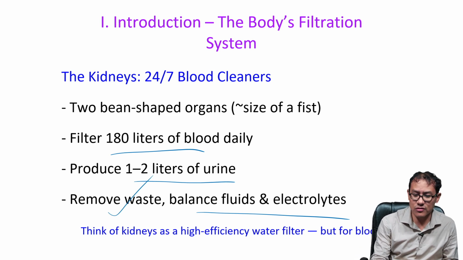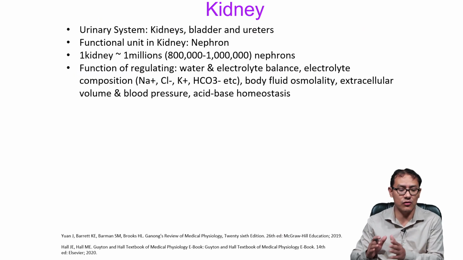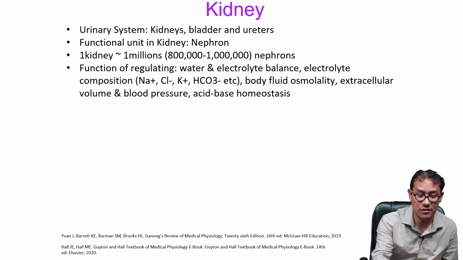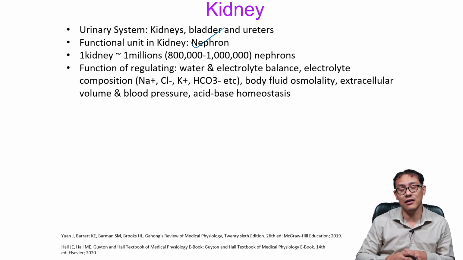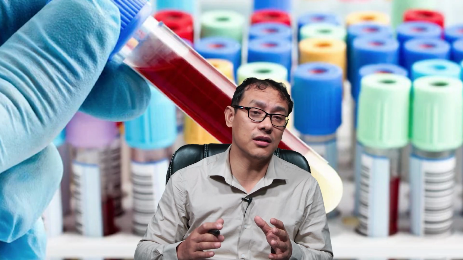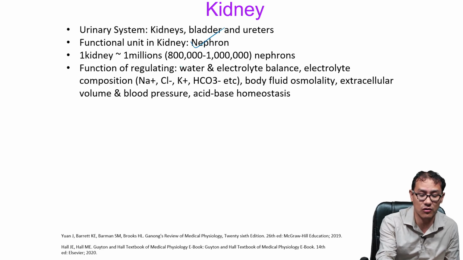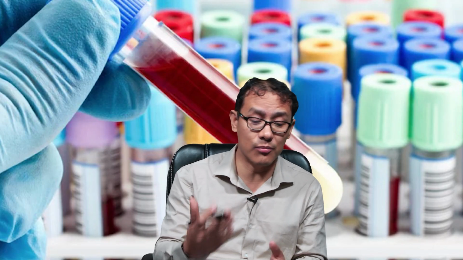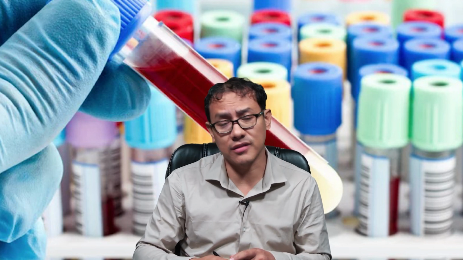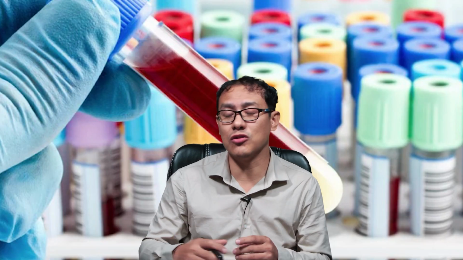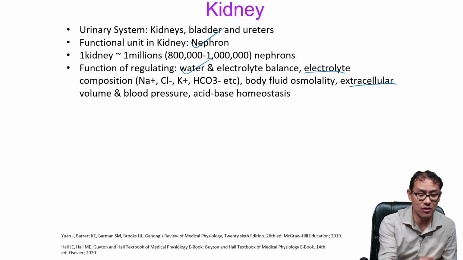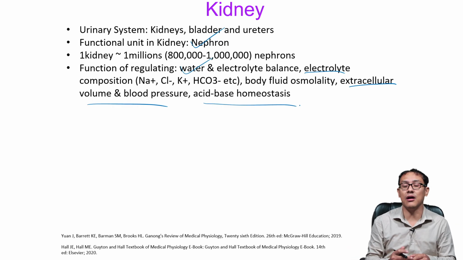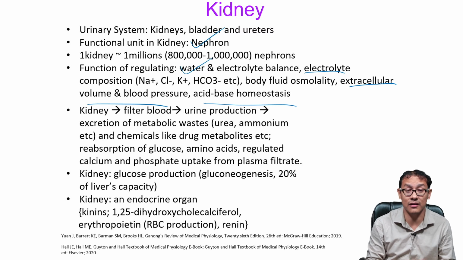The kidney along with the ureter and the urinary bladder constitute what is known as the urinary system, and the functional unit of the kidney is known as the nephron, and one kidney contains approximately 1 million nephrons. The most important functions of the kidney are regulation of water and electrolyte balance, electrolyte composition, which may be related to sodium, chloride, potassium, bicarbonate, etc., regulation of body osmolality or osmolarity, extracellular fluid volume regulation, blood pressure regulation, which is another very important component of kidney function, and acid base homeostasis maintenance.